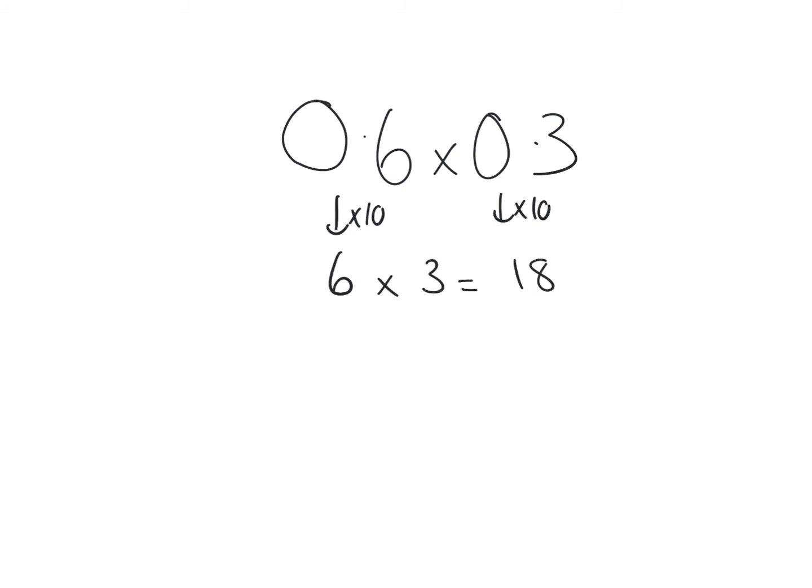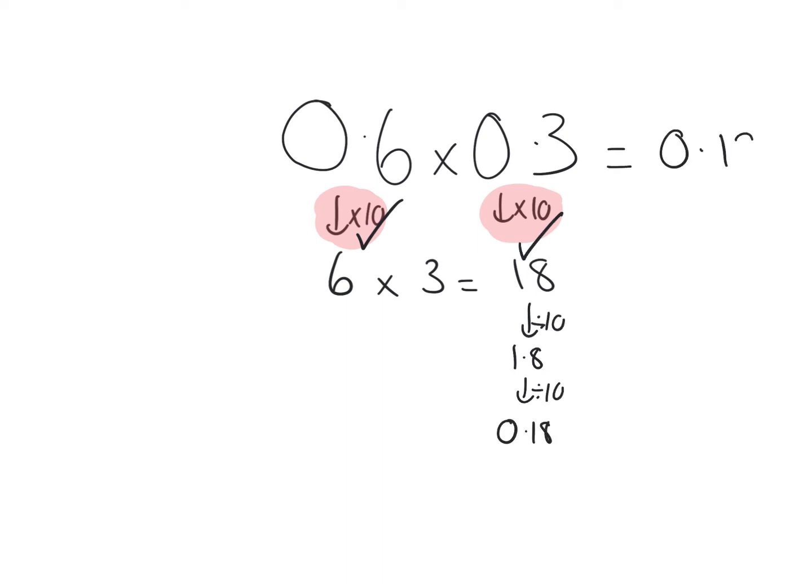And again, because we have multiplied by 10 once and then by 10 again, we need to ensure that the question is in balance. So we can divide by 10, which would balance out this 10 to give me 1.8, and then divide by 10 again, which will give me 0.18. Now, again, notice that that relationship is holding where we have 2 places in the question, and there are 2 places in the answer.